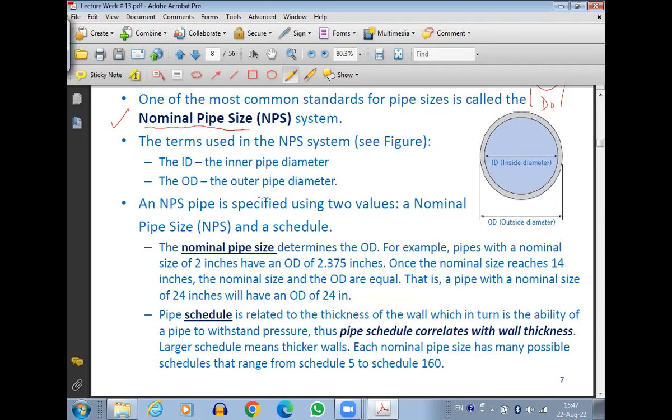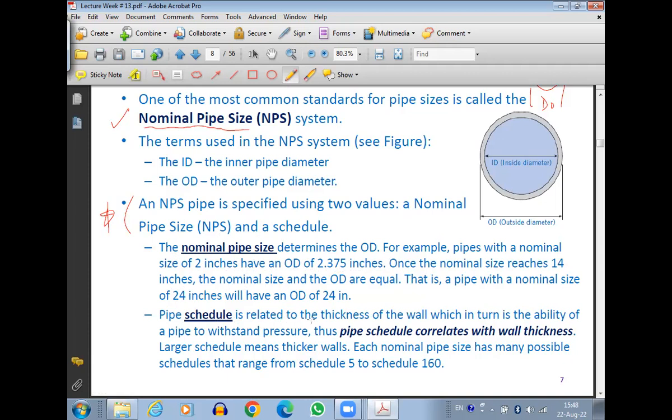NPS is specified using two values, a nominal pipe size and a schedule. So this is an important point for you to remember. The nominal pipe size determines the outer diameter. For example, a pipe with a nominal size of 2-inch has an outer diameter of 2.375 inches. Once the nominal size reaches 14 inches, the nominal size and the outer diameter are equal. That is, a pipe with a nominal size of 24-inch will have an outer diameter of 24 inches.